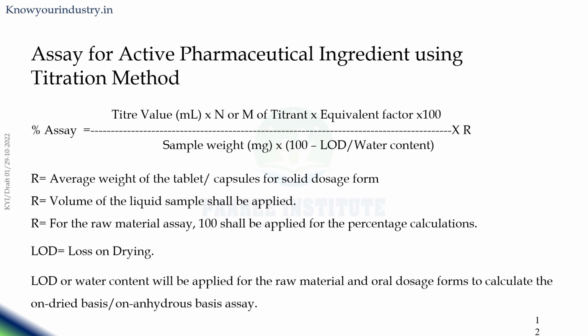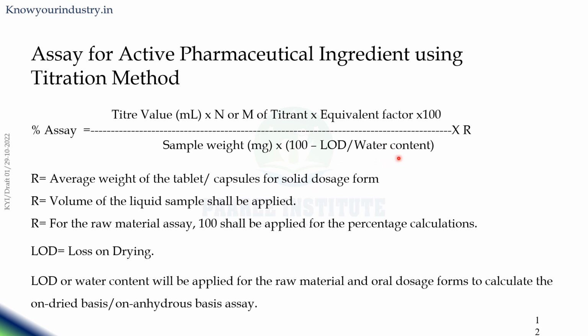As we have seen in pharmaceutical analysis, you can do the assay of the active pharmaceutical ingredient by various methods, including the titration method. In the titration method, how will you calculate the assay? The assay is equal to the titer value into normality or molarity of the titrant into equivalent factor into 100, divided by sample weight into 100 minus loss on drying or water content.